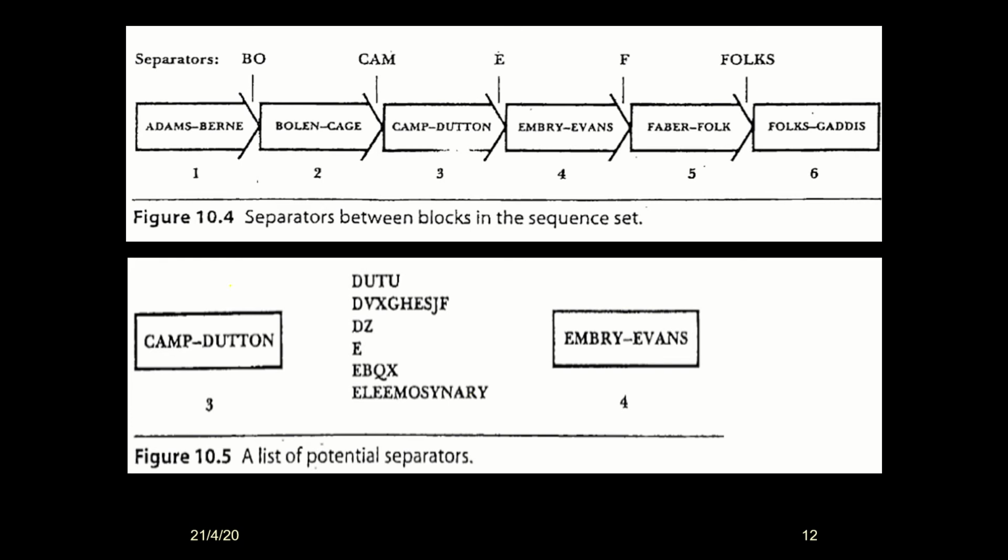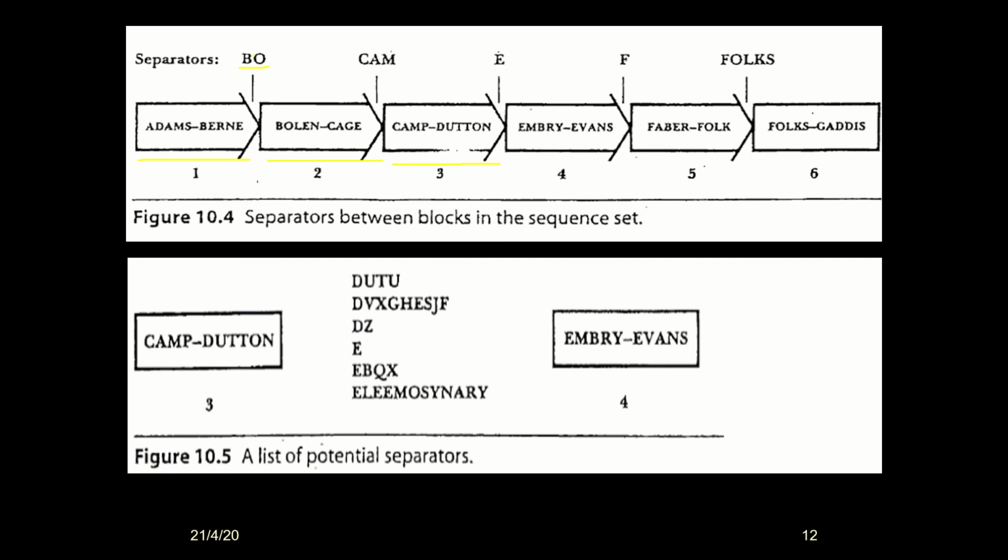These are the set of blocks saved inside my file, where each block contains a set of records. This is my first block, which mainly contains records from Adam to Bernie, and the next one is Bolin to Cage, then Cam to Dutton, etc. Here we are seeing separators. The separator between block 1 and block 2 is BO. The separator must be one which has the minimum number of letters, and it is of variable length. So BO is the separator used here.